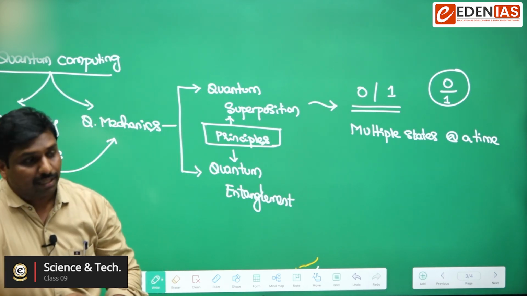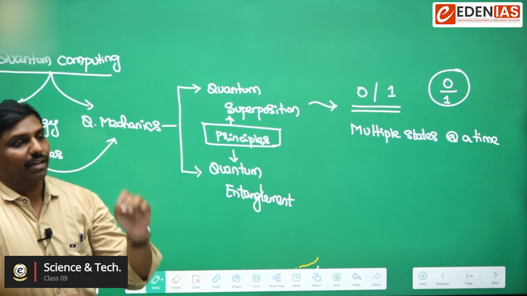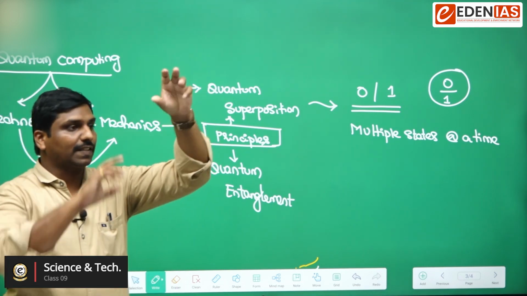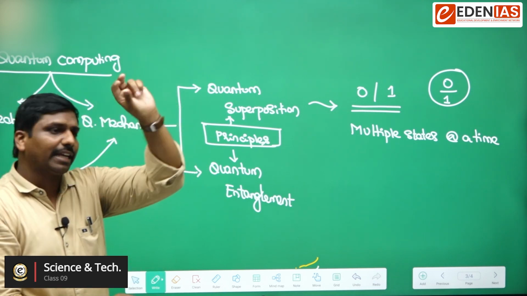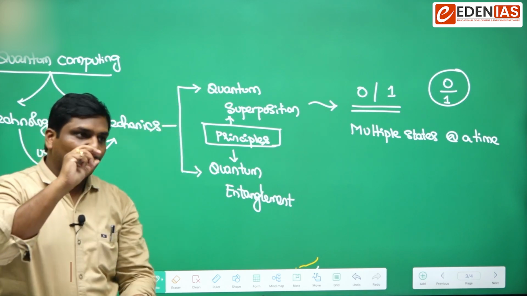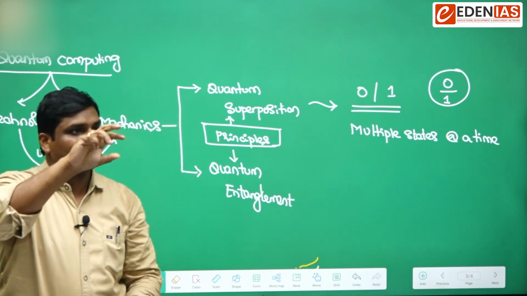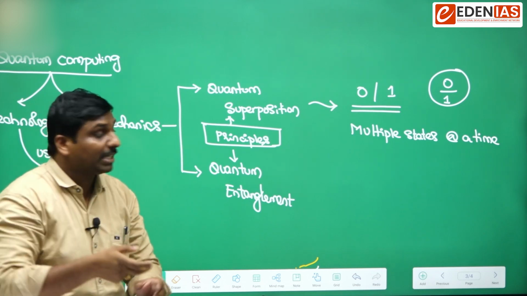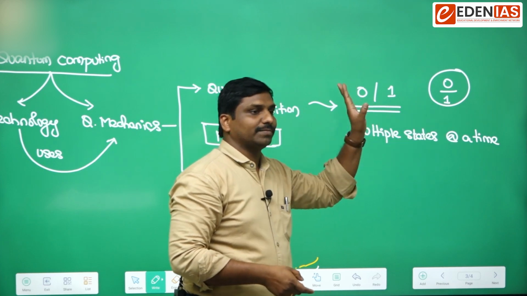For example, just take a coin and toss it. When the coin is flipping, at one point you can see both head and tail quickly. That means at that position they are superimposed, so you cannot differentiate which side is head and which side is tail. That means they are existing in multiple states at a time. Are you getting that?